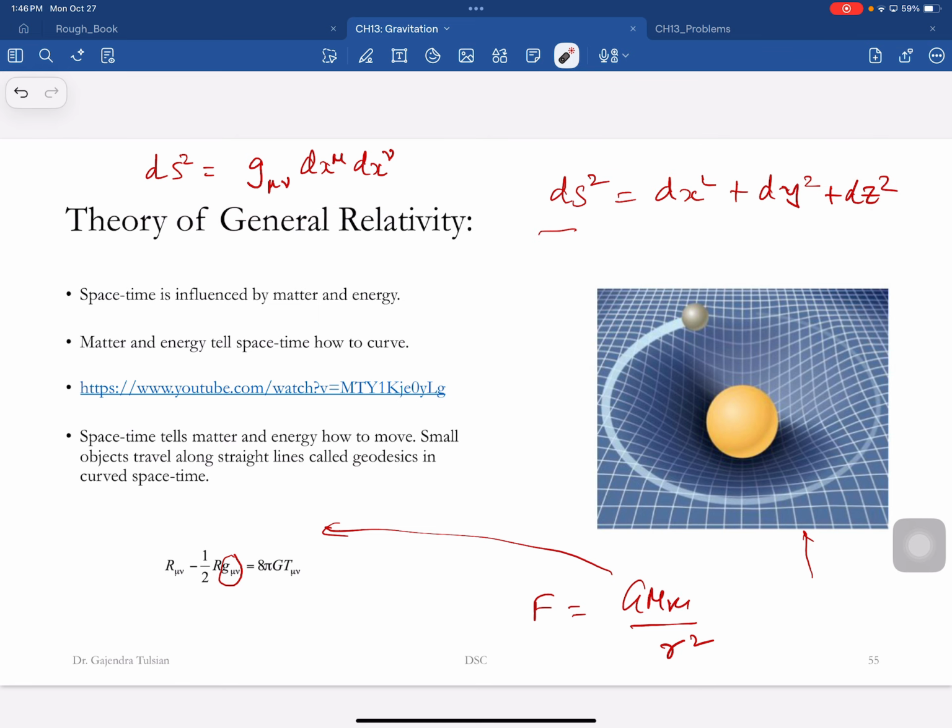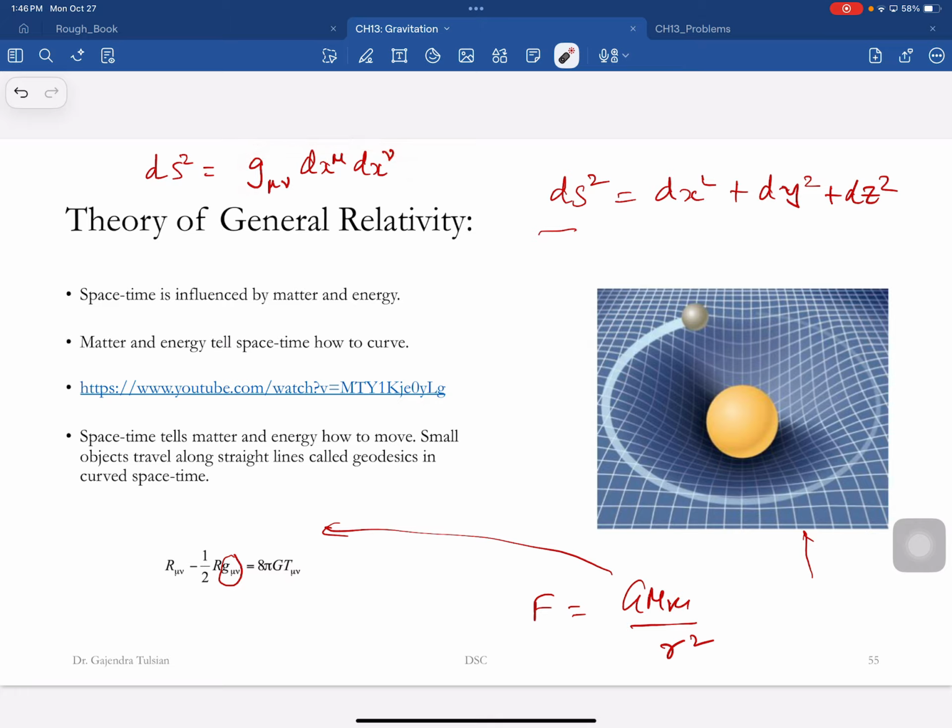And these go over four values, 0, 1, 2, 3, and 1, 2, 3. 0 is the time coordinate, and 1, 2, 3 are spatial coordinates. Anyway, this is how you measure distances.